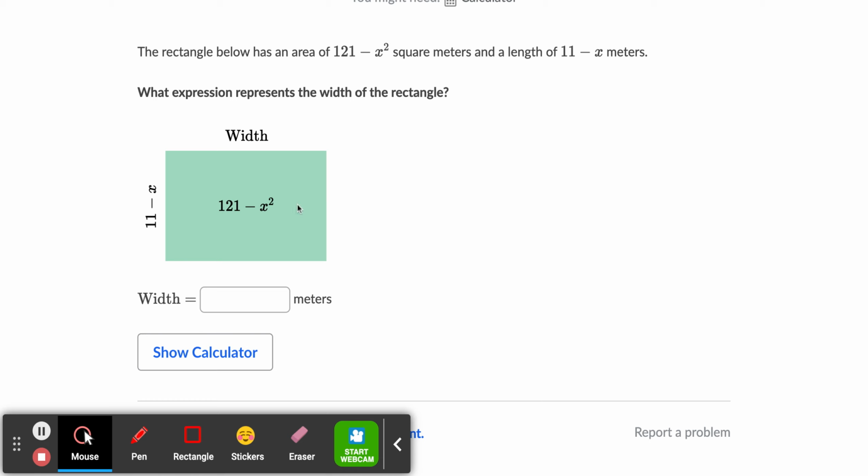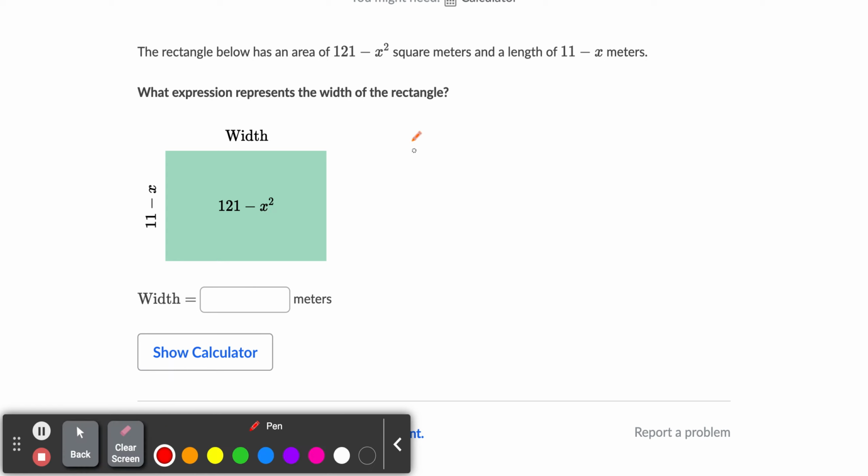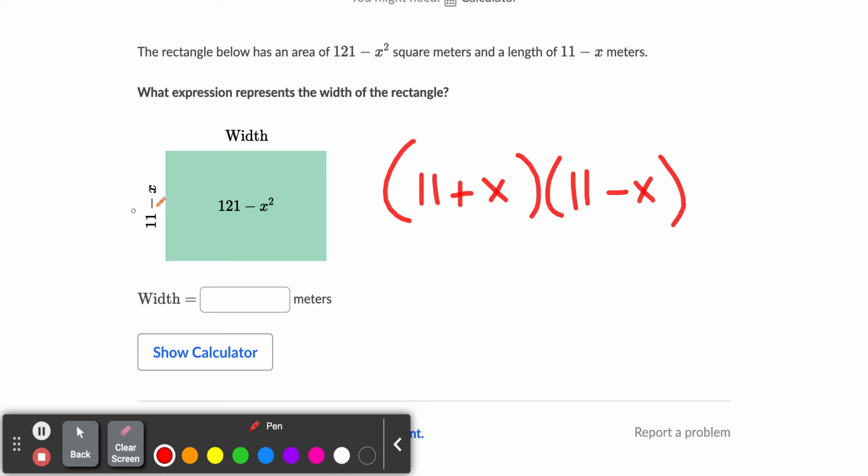Okay, so another area model. We're going to have 11 squared and x squared, right? So the square root of 121 is just 11. So we could think of it as, if we're factoring the whole area, it's going to be 11 plus x times 11 minus x. And we're asked to just give the expression for the width, okay? So we already have the 11 minus x, which should be the length right here, which means the width is the missing piece, the 11 plus x, okay?